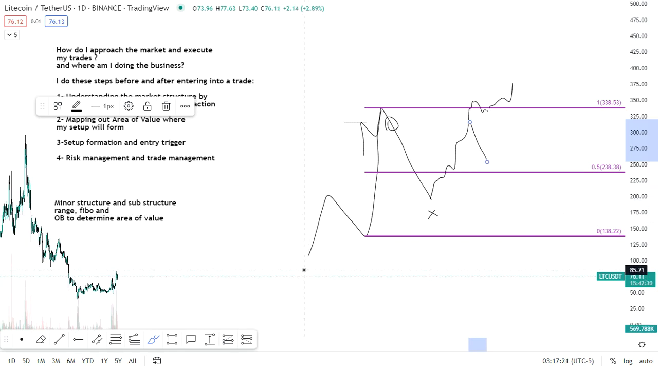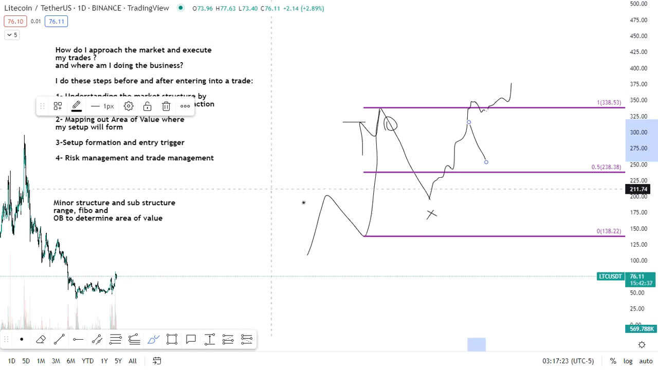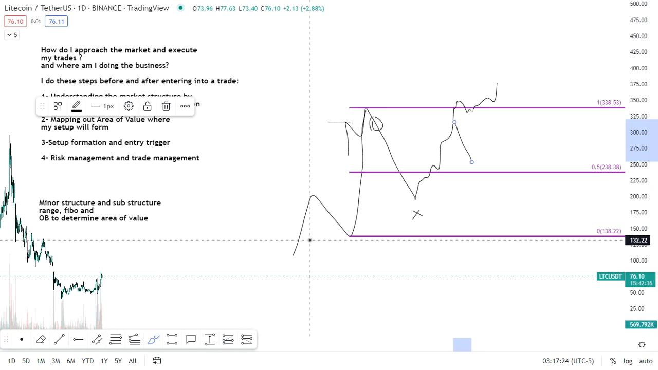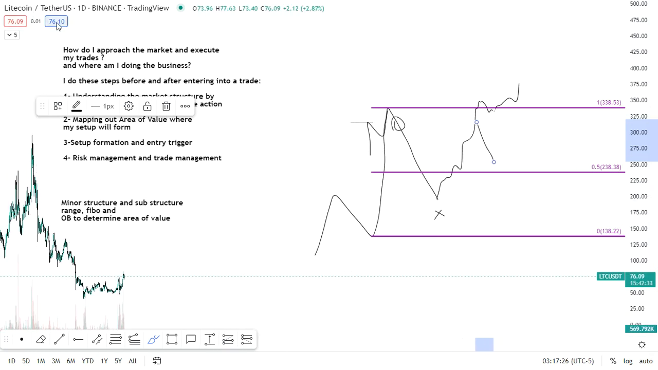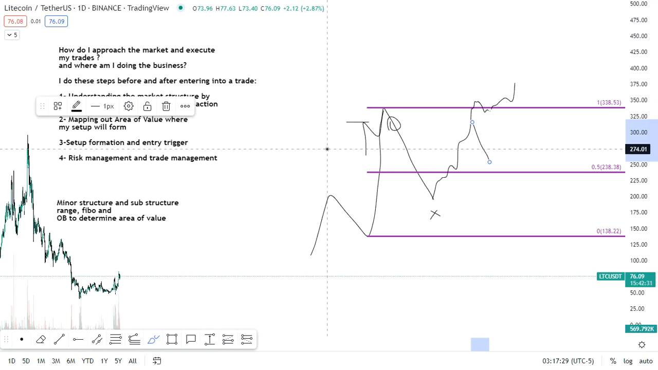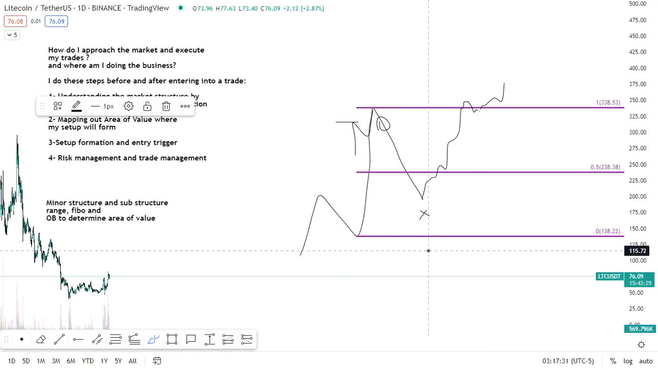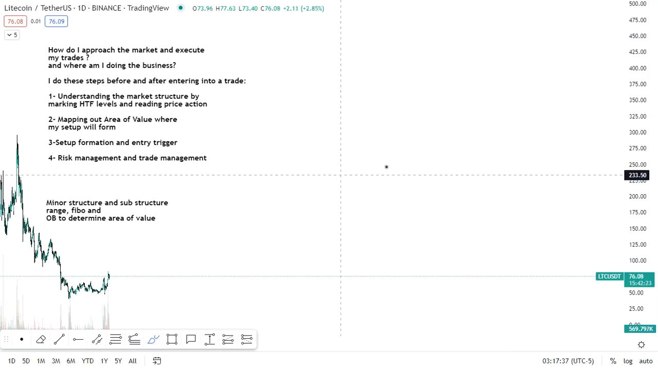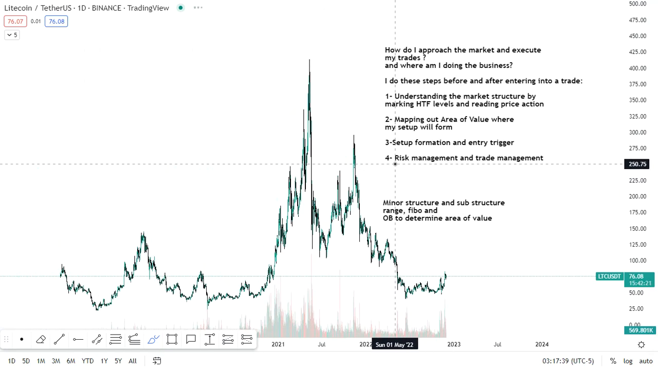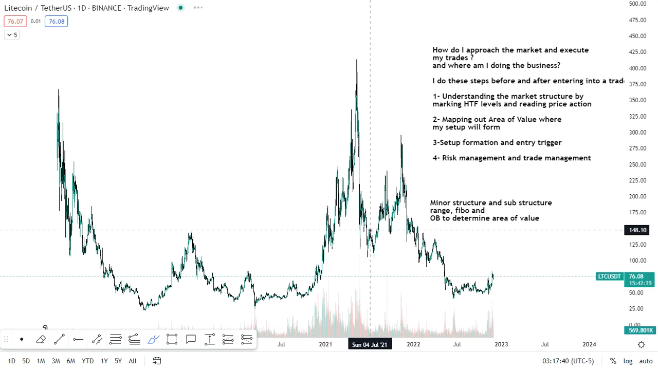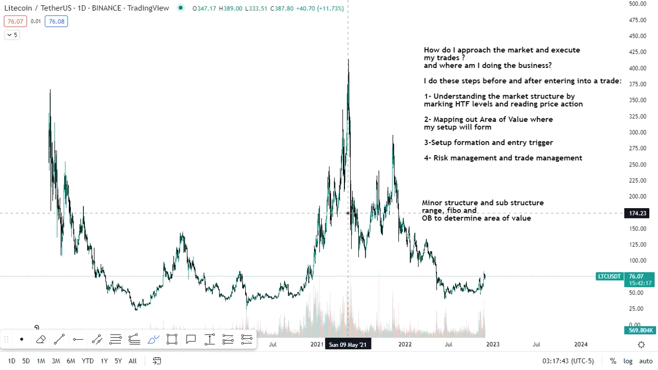Let's put all these steps into an example. As you can see, this is Litecoin USDT. I'm going to show how I do these four steps while I'm trading, so you can see an example of these steps happening.